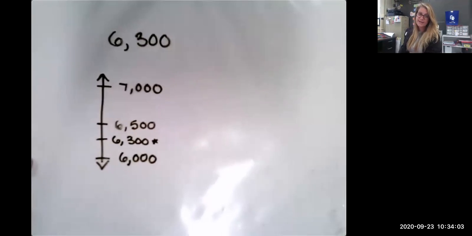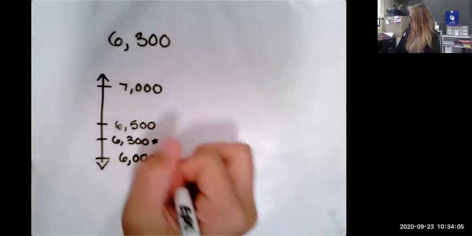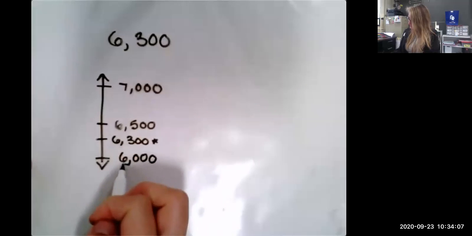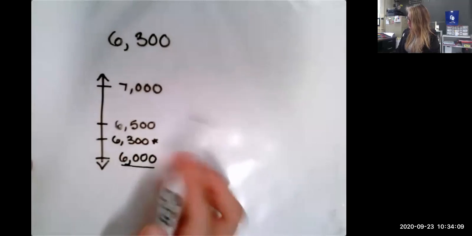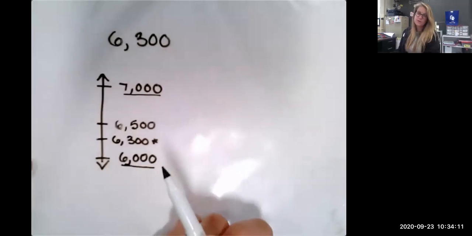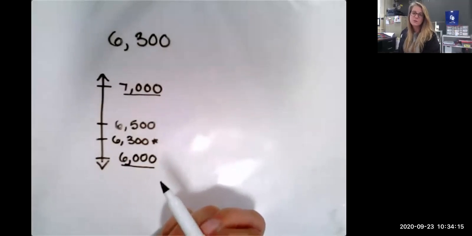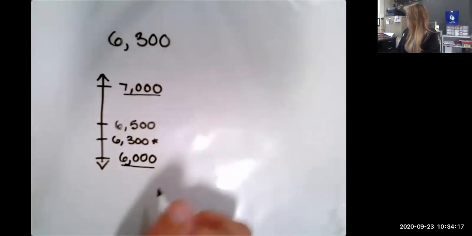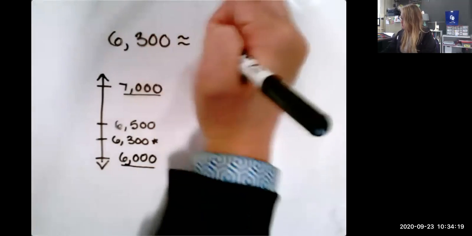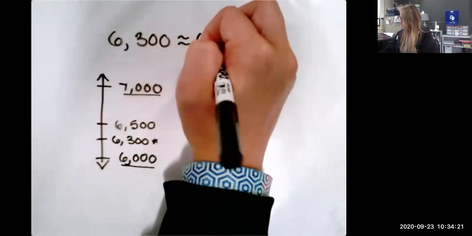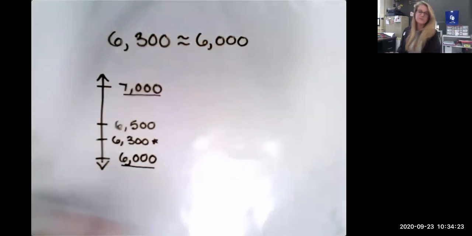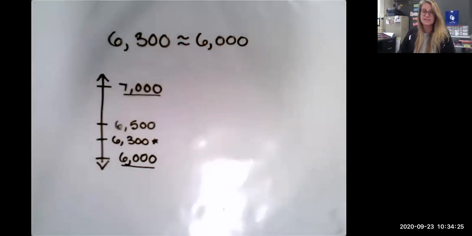So we can determine that if we're trying to decide if 6,300 is going to round to 6,000 or to 7,000, it is going to round down to 6,000 because it is closer to 6,000. So 6,300 rounded to the nearest thousand is 6,000.